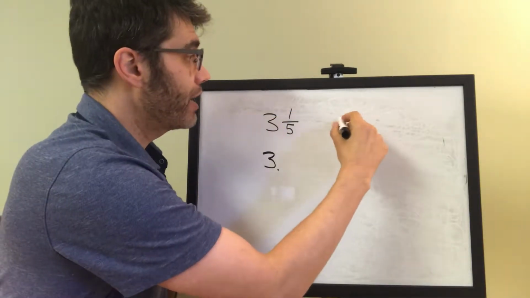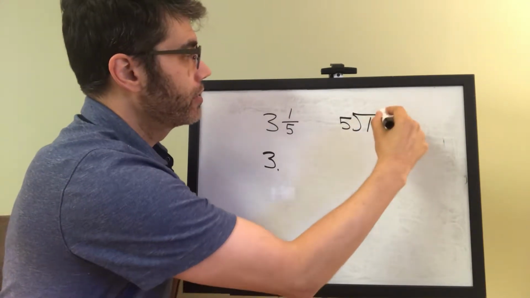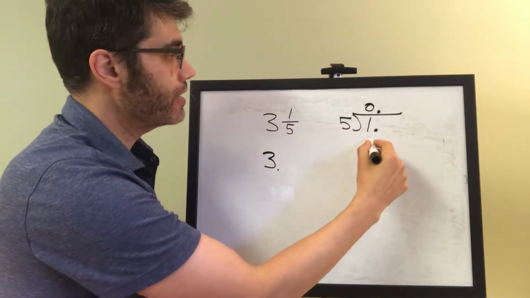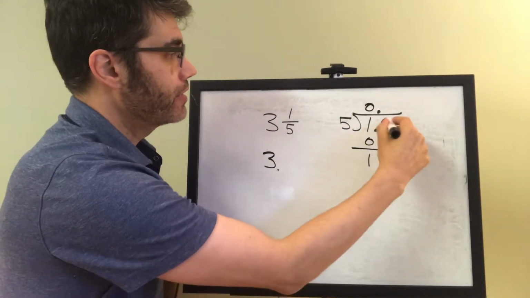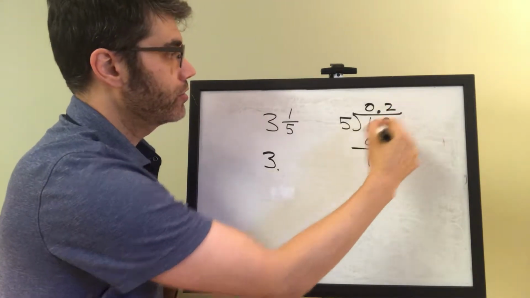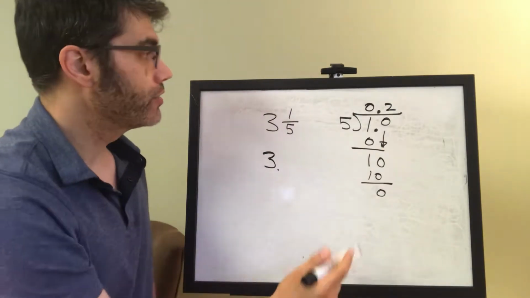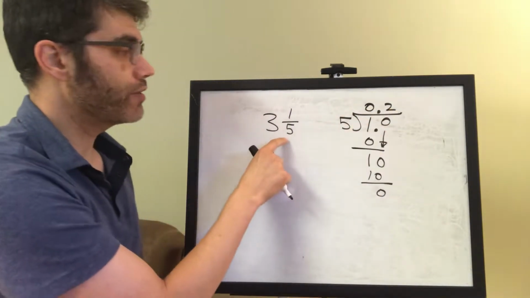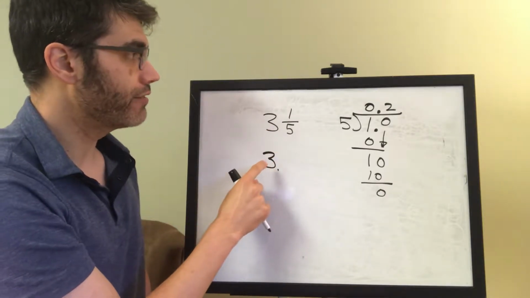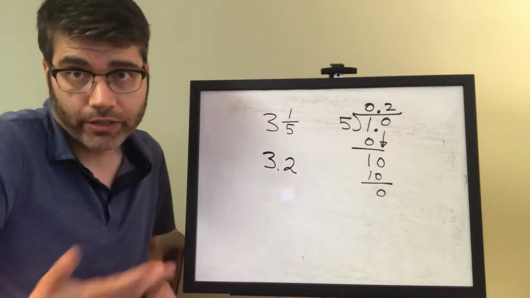So we'll do 5 into 1. Put this decimal point there. 5 goes into 1 0 times. Bring down the 0. 5 goes into 10 twice. 2 times 5 is 10. And then we terminate. So 0.2 is the equivalent of 1/5. So 3 1/5 is the equivalent of 3.2. So that's how you would convert that.